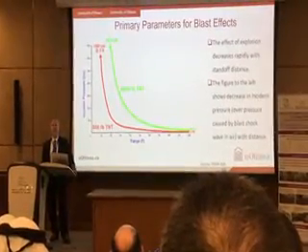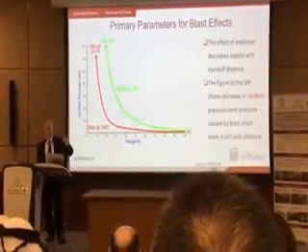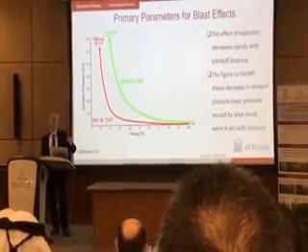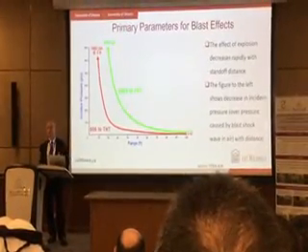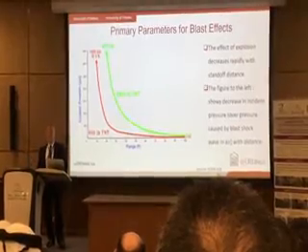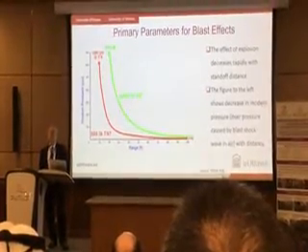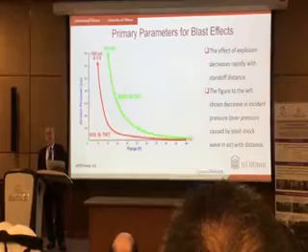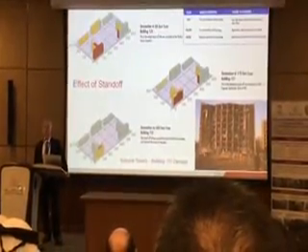As you can see, as distance increases, the incident pressure comes down very quickly. So distance is very, very important. If you can keep intruders away, then that's the number one blast mitigation strategy.